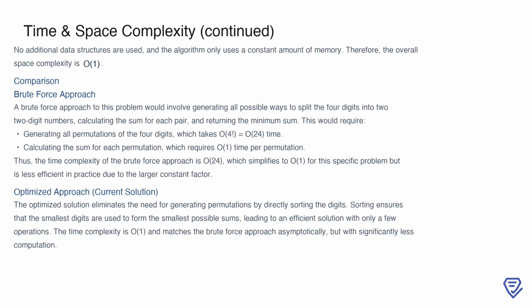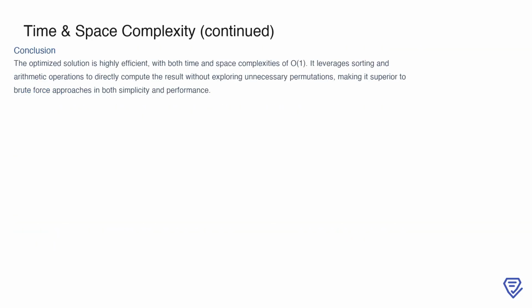To compare this with a brute force approach, we can see the clear advantages of the optimized solution. A brute force method would involve generating all possible ways to split the 4 digits into two 2-digit numbers. Generating all permutations of the digits would take 4!, which equals 24 permutations, and calculating the sum for each pair would take O(1) time per operation. While the brute force approach technically has a time complexity of O(1) for this specific problem due to the fixed input size, it is less efficient in practice because of the larger constant factor associated with generating permutations and checking sums. In conclusion, the optimized solution is both simple and highly efficient, achieving time and space complexities of O(1).